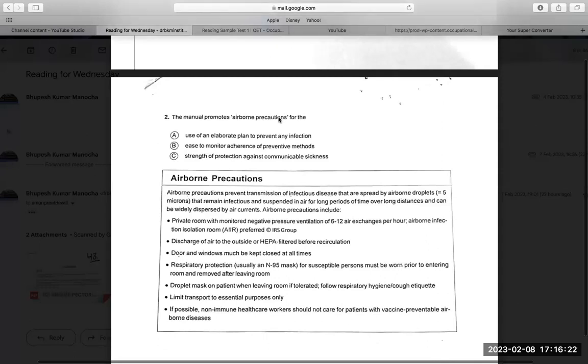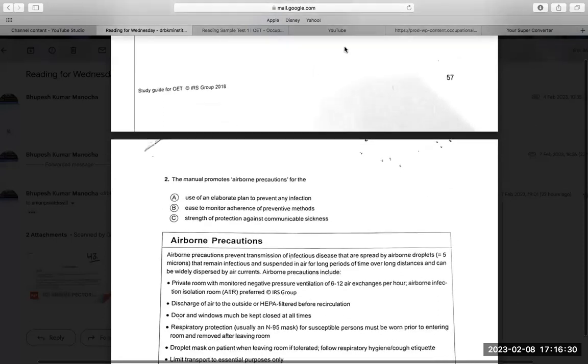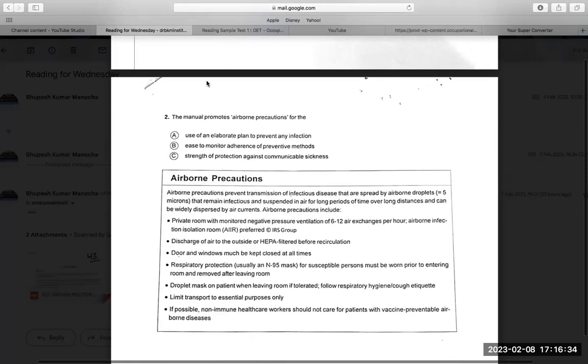I'm doing another question of reading. Again, today we are discussing majorly about the elimination method. I'm just going to teach you about the elimination method, thanks to the study guide for OET IRS group. And we are using their sample paper to understand OET reading. I hope it is beneficial for you.